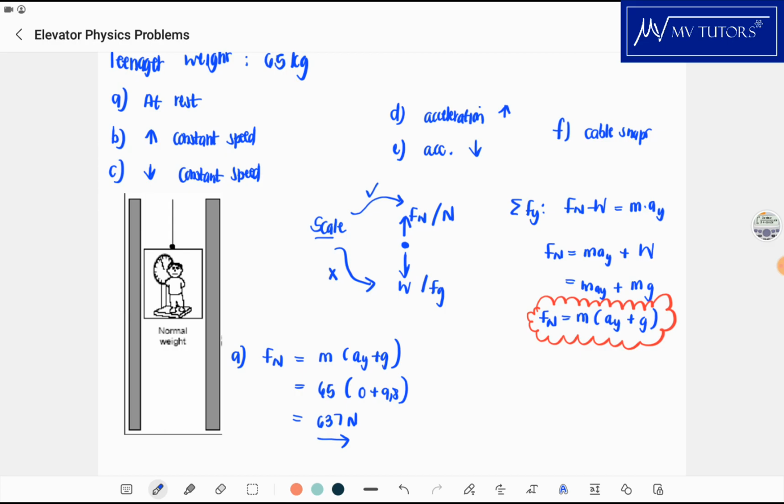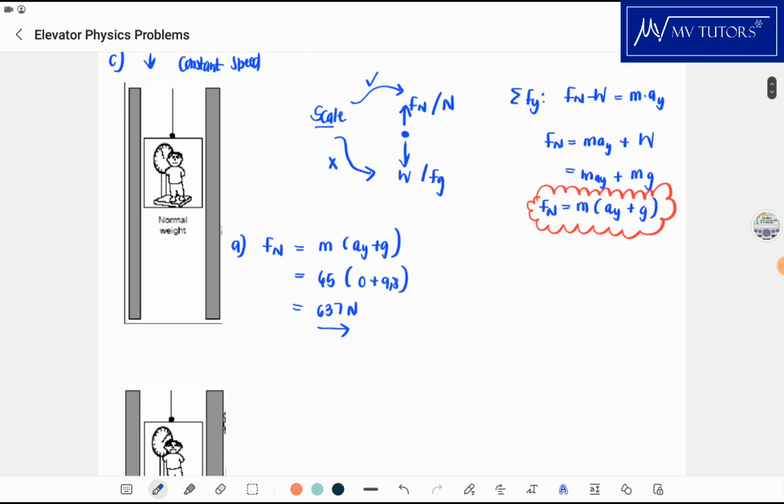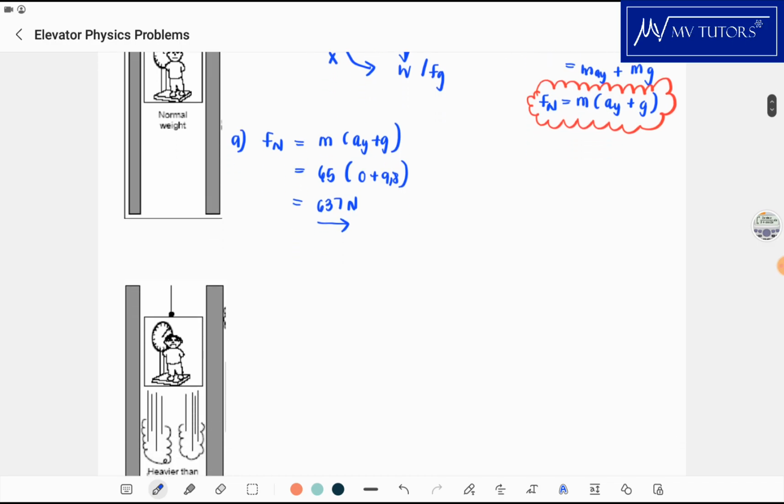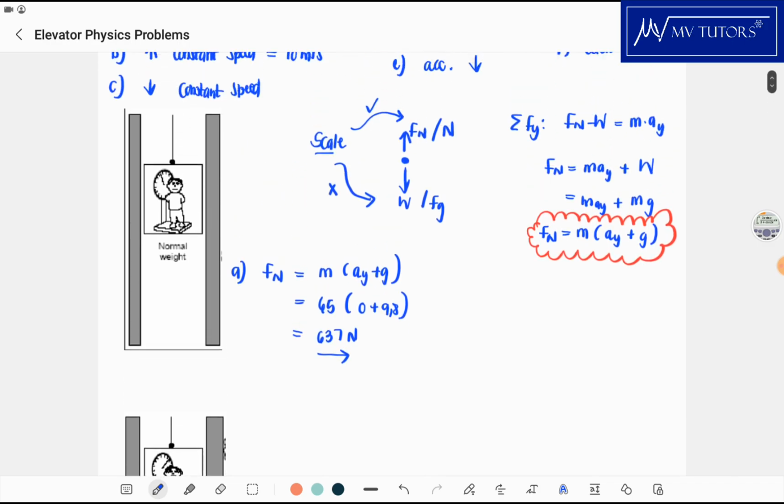Second scenario: what if they are moving up at constant speed? Let's say that constant speed is 10 meters per second upward. This is B, now for constant velocity, or constant speed. I will say velocity.